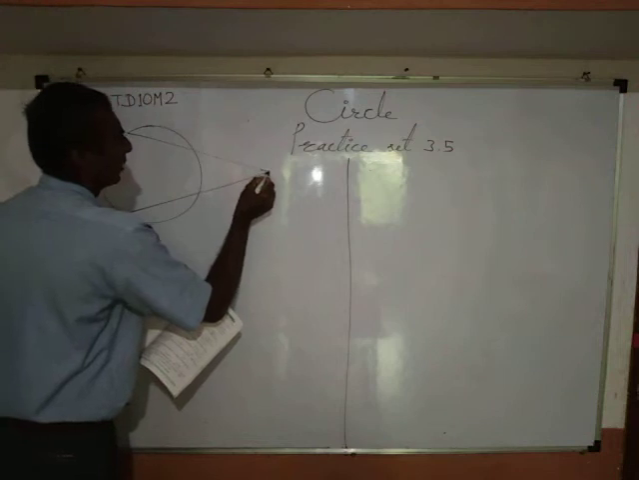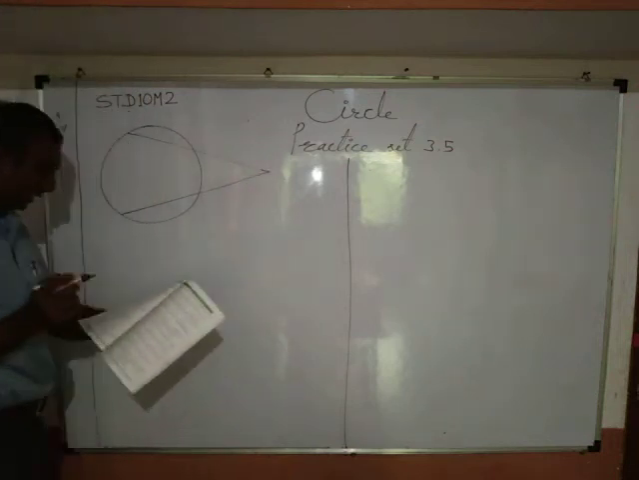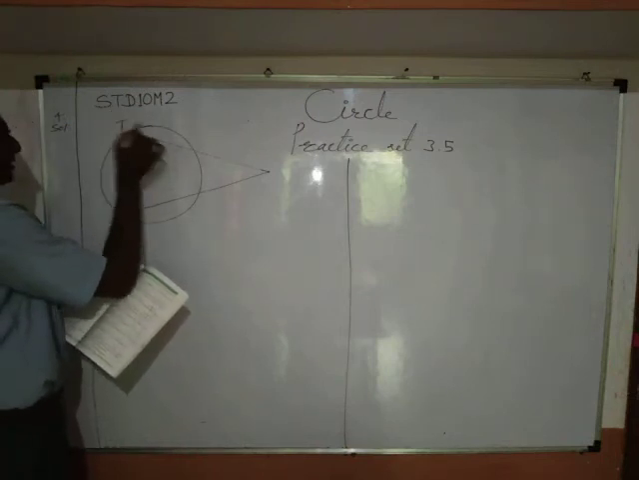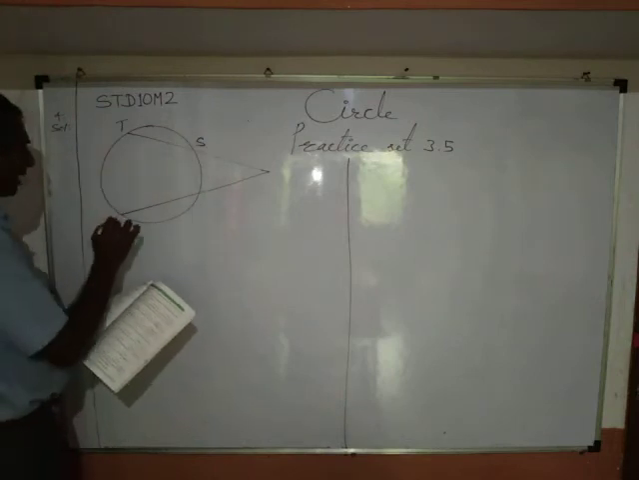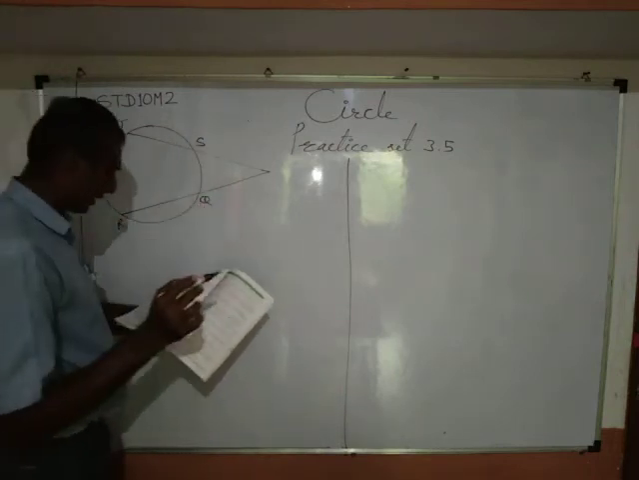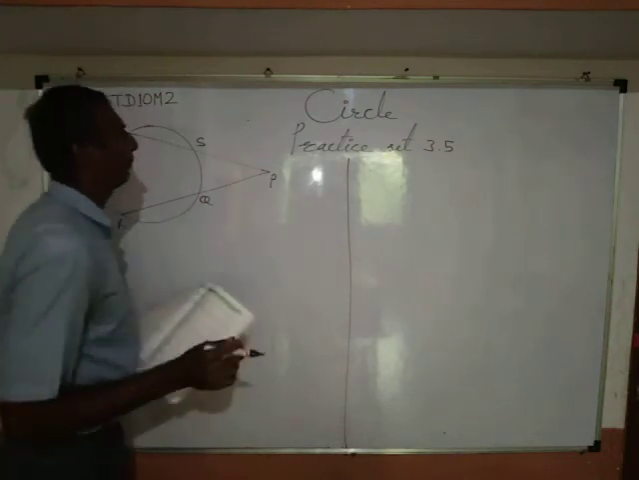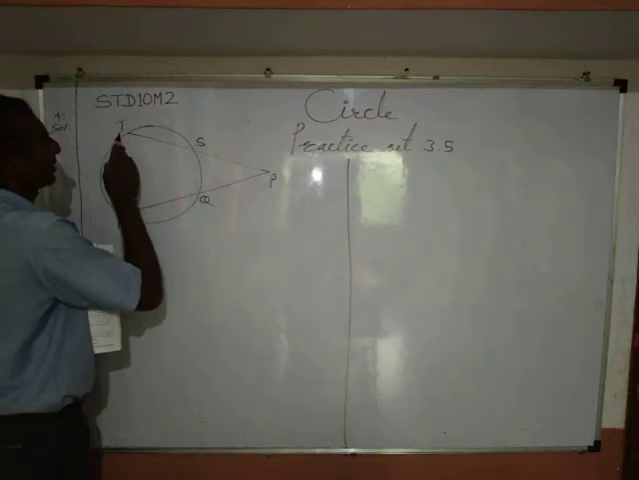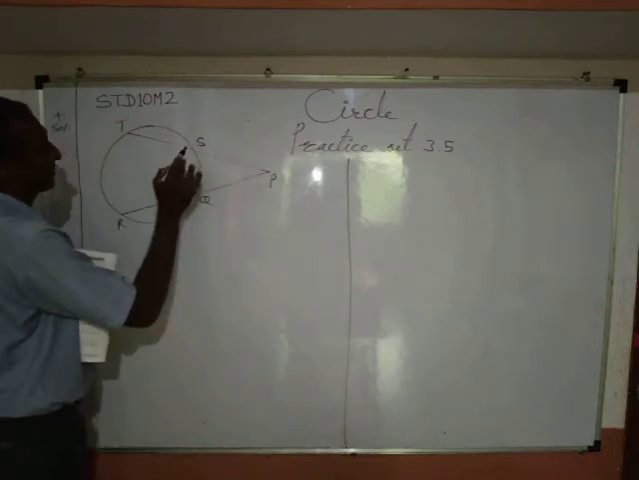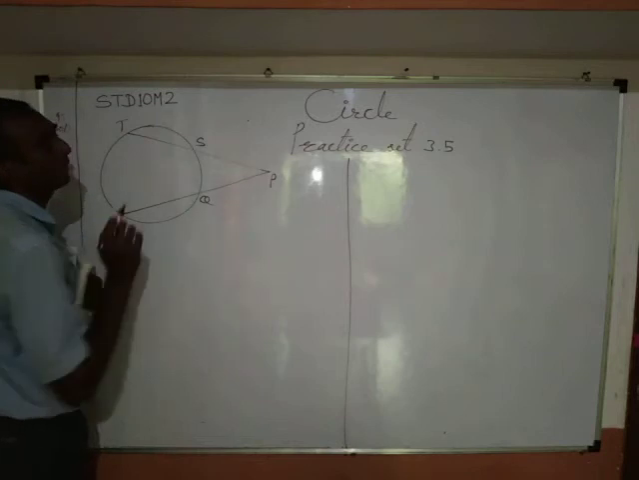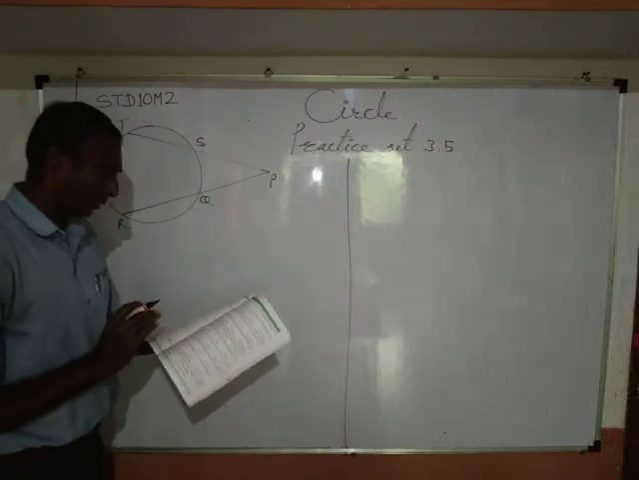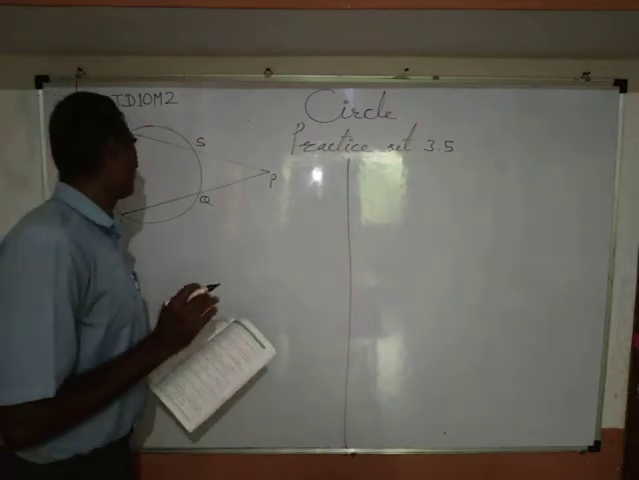Here you may note that chords are intersecting each other in the exterior of a circle. Chord TS and chord RQ intersect each other in the exterior of the circle at point P, and we know the theorem of exterior division of chords. By the theorem, TP into PS equals RP into PQ. Putting the given values, we can find the value of TS.